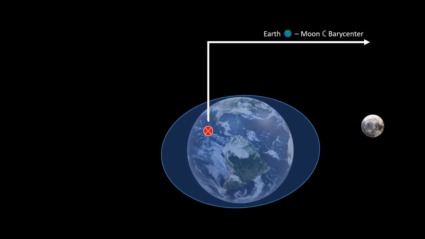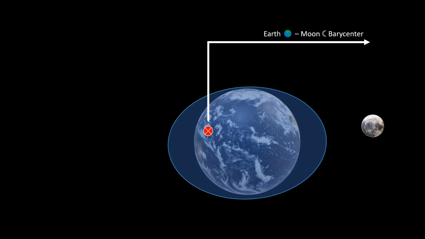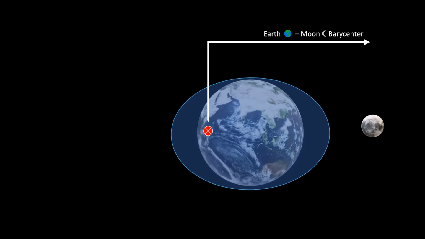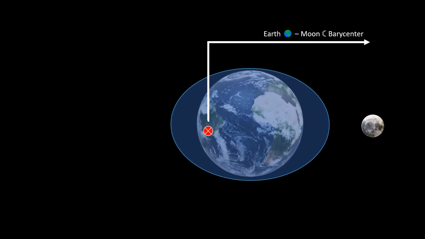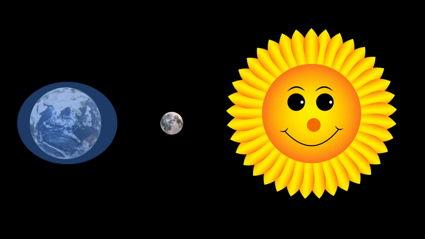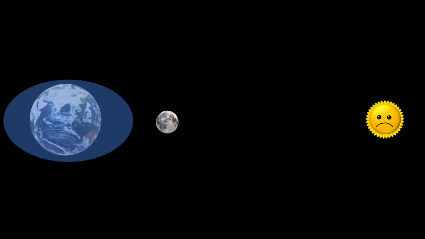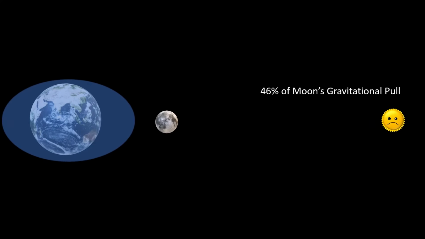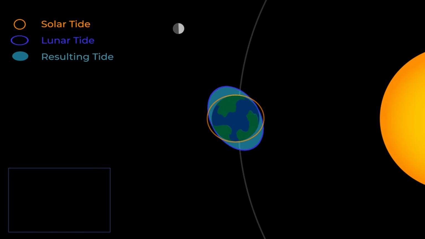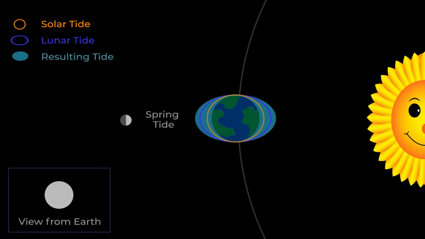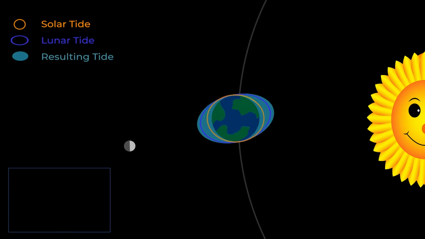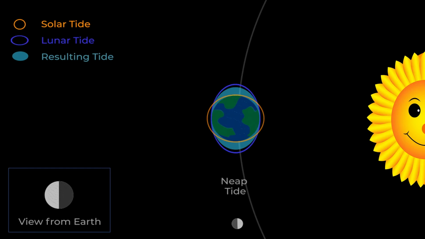Remember Barycenter? Now there are a wide range of astronomical variables in the production of tides. How can I forget the sun? Though the effect of the sun's tide producing force is 46% that of the moon. This NASA animation shows how the sun, moon and various alignments with earth make different kinds of tide.